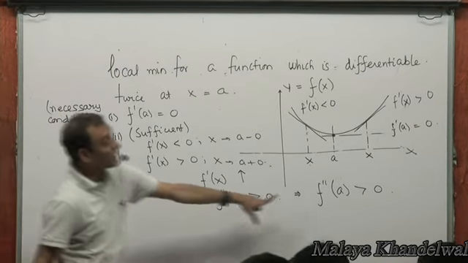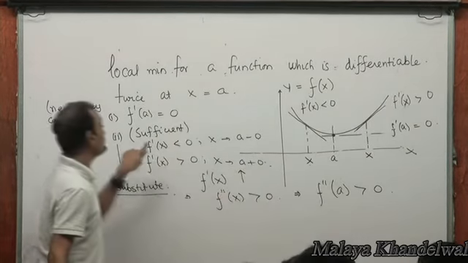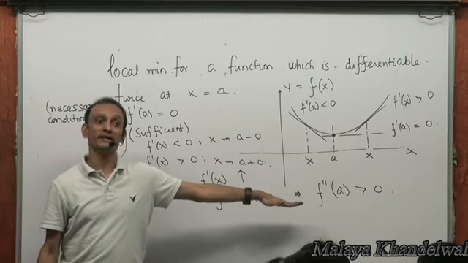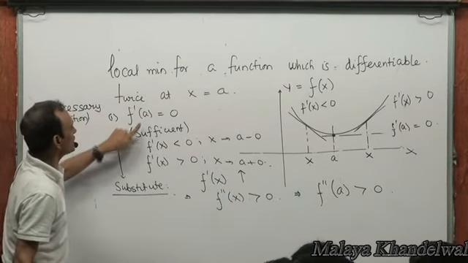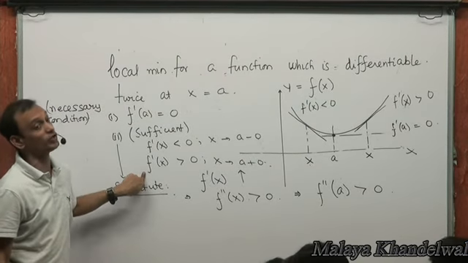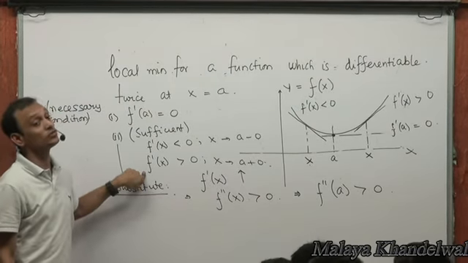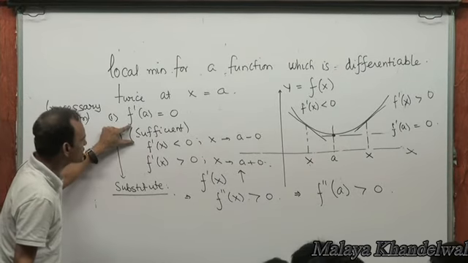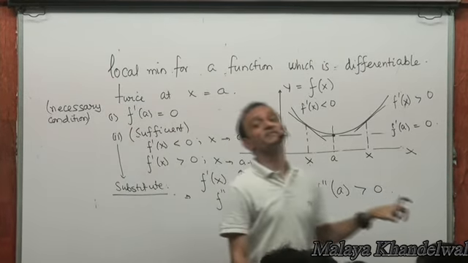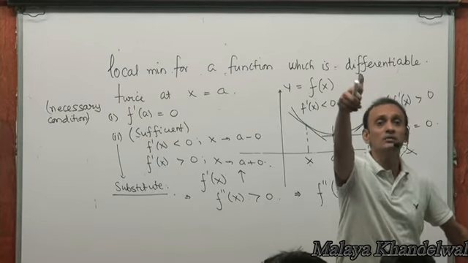So if the second derivative at a is positive and the first derivative is 0, then the function has a local minimum at x equal to a. Or if the first derivative is 0 and there is a change of sign of the first derivative in the neighborhood of x equal to a, then the function has a local minimum. So either you perform the first derivative confirmatory test, or the second derivative confirmatory test towards a local minimum.